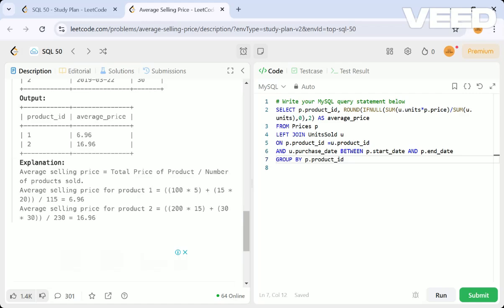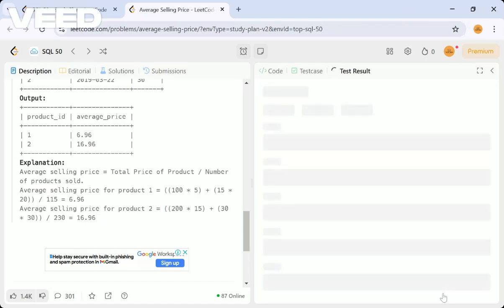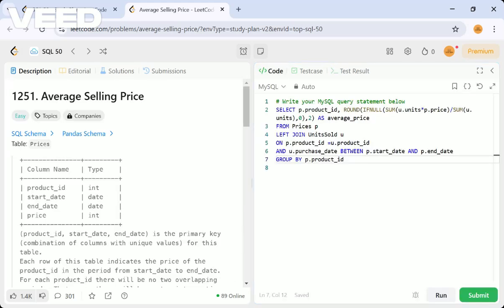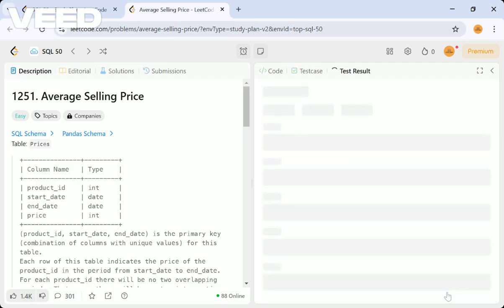Here they have given the solution: total price of product divided by number of products sold. As we did previously, 250 plus that is 16.9896. So this is how we can do it, just by running the solution. See, it's accepted. You can also use coalesce here along with rounding. Suppose I have the if null here, my rounding up to 2, and if it is null I'm checking as 0. Let me run this solution also.